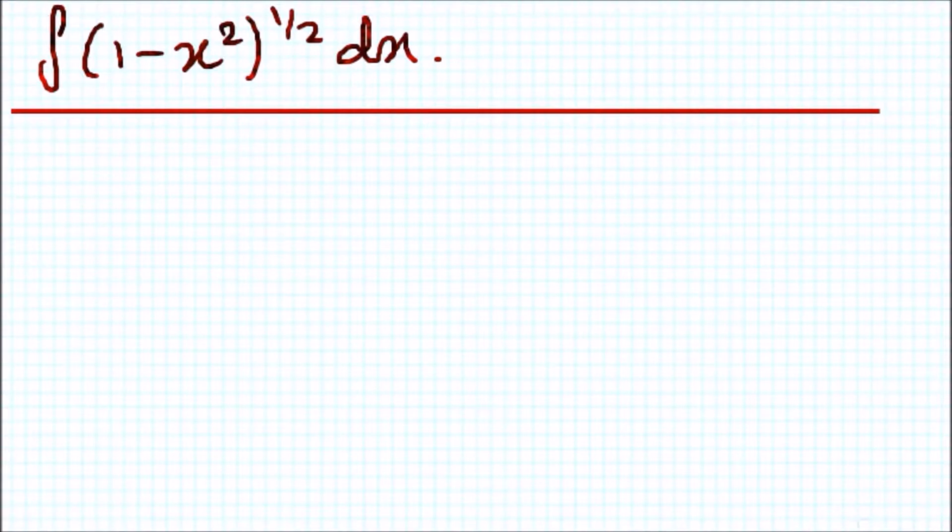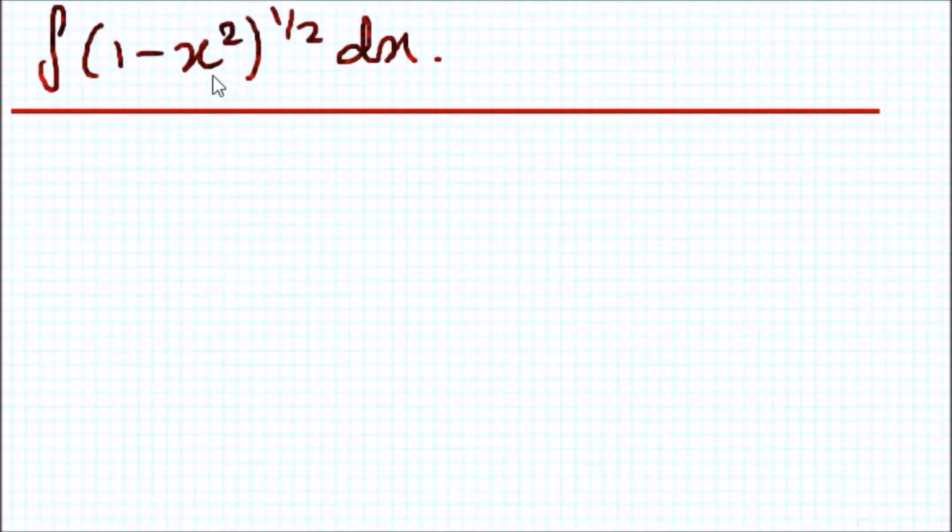So in this video, I'm going to show you how to easily integrate (1 minus x squared) all to the power half with respect to x. And the best way to do this is to use a bit of u substitution with some lovely trigonometric identities. So without further ado, let's go.